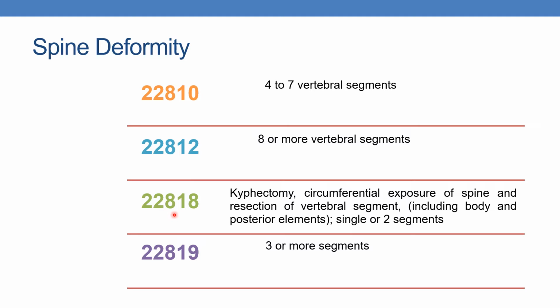The next code is 22818. Kyphectomy, circumferential exposure of spine and resection of vertebral segment, including body and posterior elements, single or two elements. Kyphectomy can be reported by 22818. If 3 or more elements are involved, you need to report 22819 for kyphectomy codes.